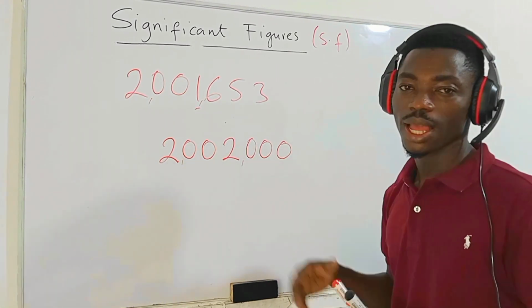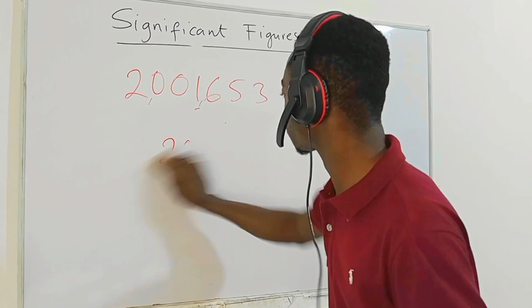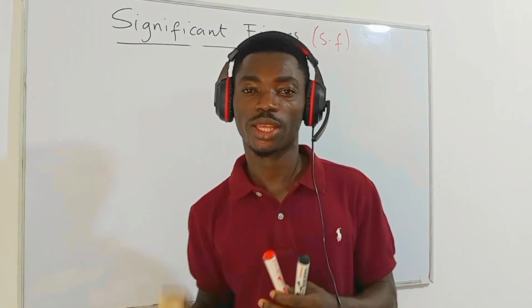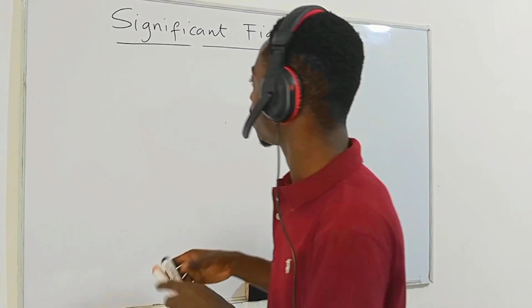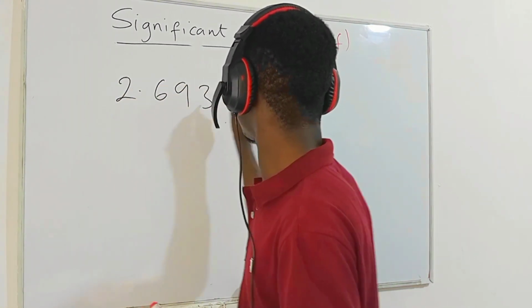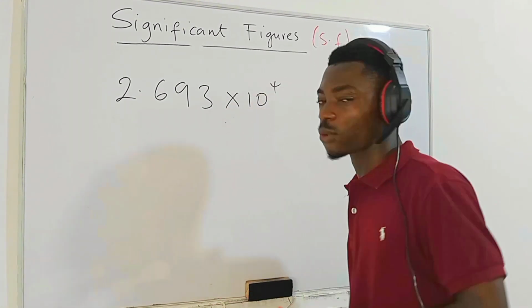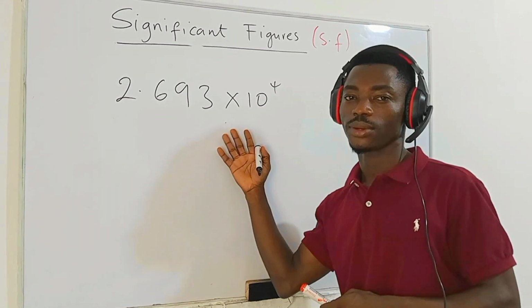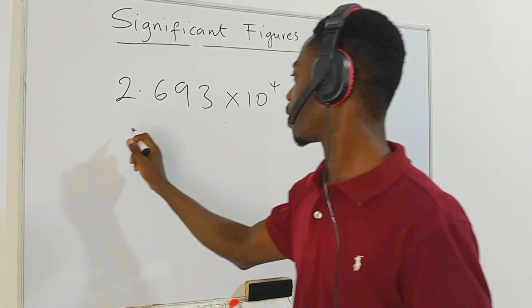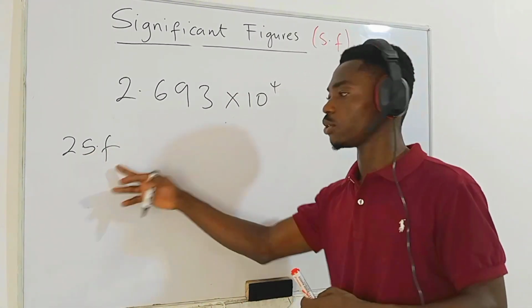So that is basically how to round whole numbers to a given significant figures. Now this time, let's consider numbers in the standard form or numbers in the scientific notation. Let's say we have 2.693 times 10 to the power, let's say 4. Let's say we have this number, right, in scientific notation, and we want to leave this in two significant figures.